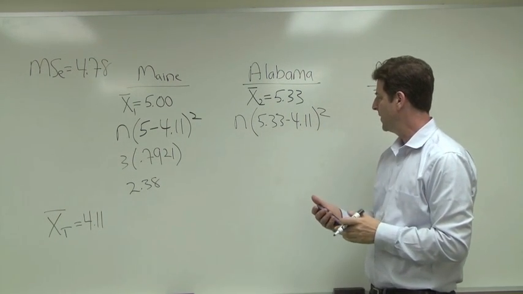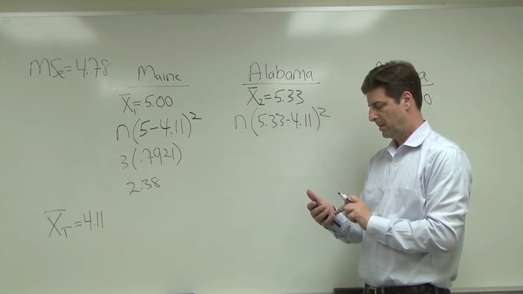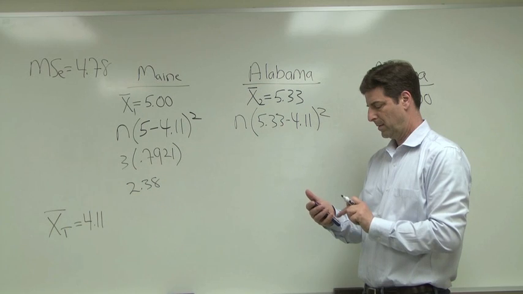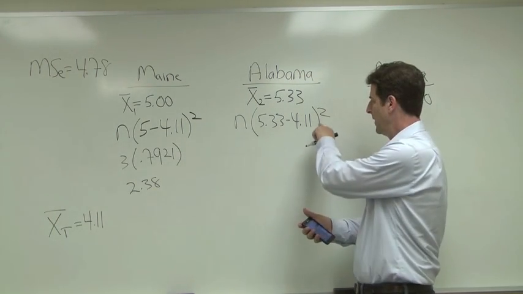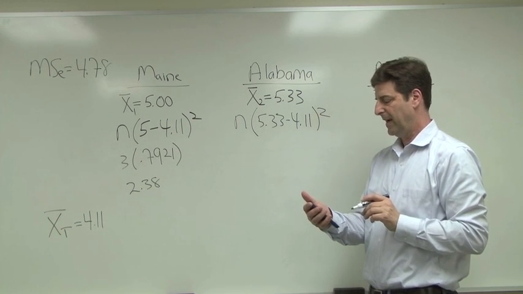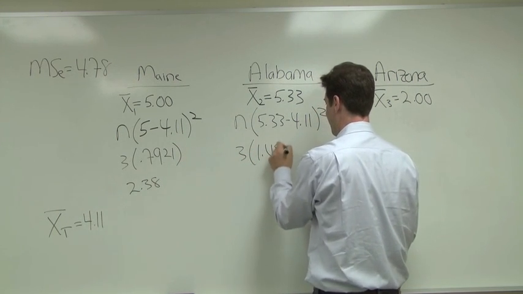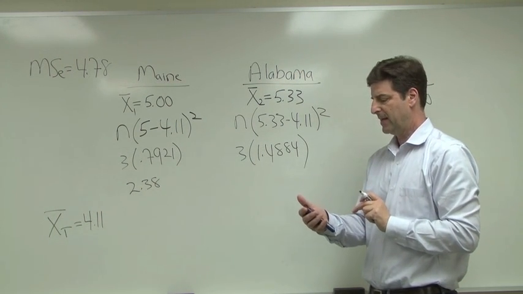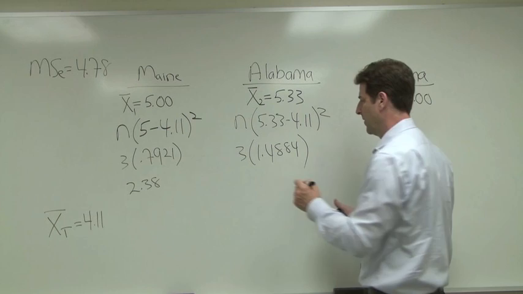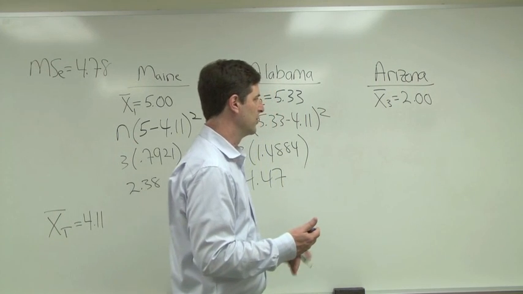N times 5.33 minus 4.11 gives us 1.22. We've got to square that, and we get 1.4884. And that gives us 4.465. We'll round that up to 4.47. And then we'll do the same thing for the Arizona group.